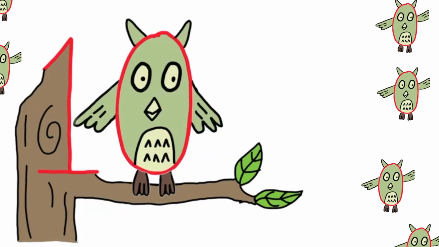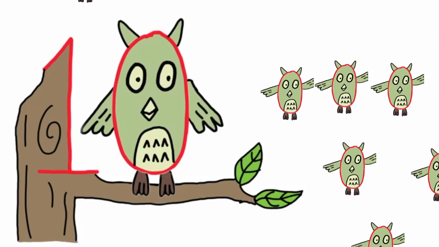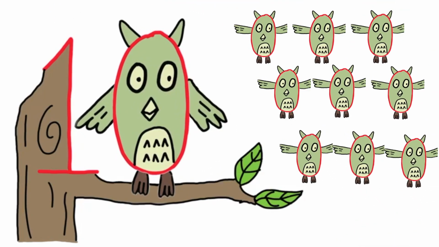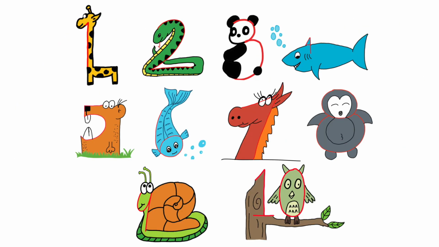One, 2, 3, 4, 5, 6, 7, 8, 9, 10. 10 howling owls. Great job! Let's count all together. Are you ready? 1, 2, 3, 4, 5, 6, 7, 8, 9, 10. Well done! Now you can try and make your own drawing using numbers.